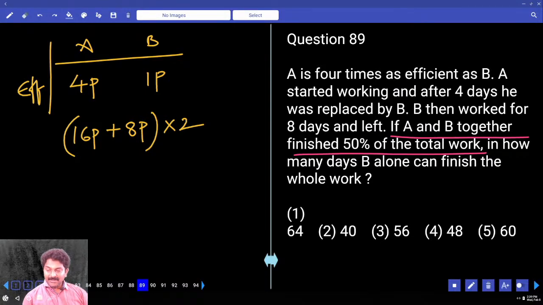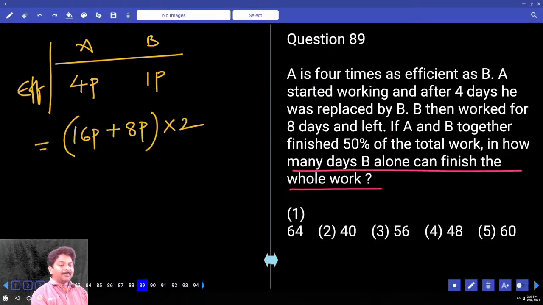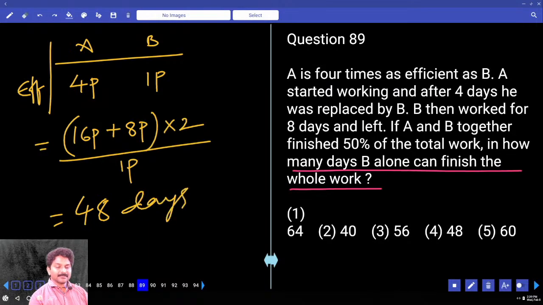Yes. In how many days B alone can finish the whole work? B alone per day will do one part value. P can be taken common in both numerator and denominator, can be cancelled. 16 plus 8, 24. 24 2 times, 48 days.